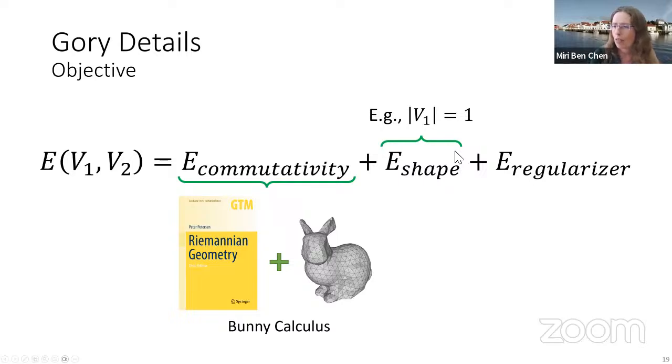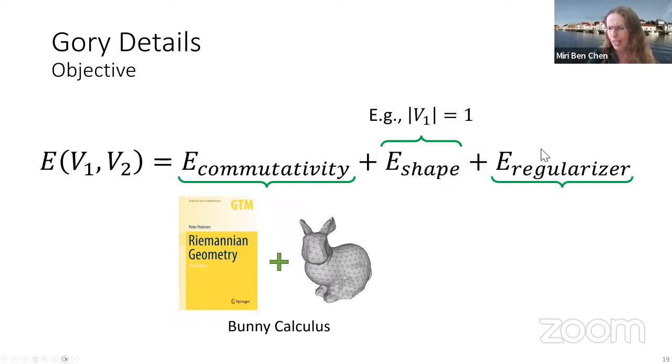Another part of the objective represents the shape. For example, I might want to have rhombi, and in this case, I'm going to say that the norm of the vector per face is going to be one, and then I'm going to get quads which have constant edge length.